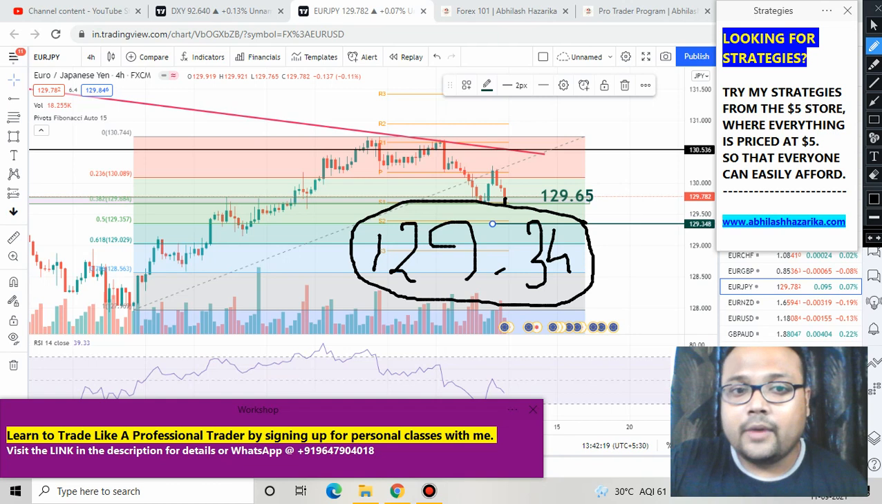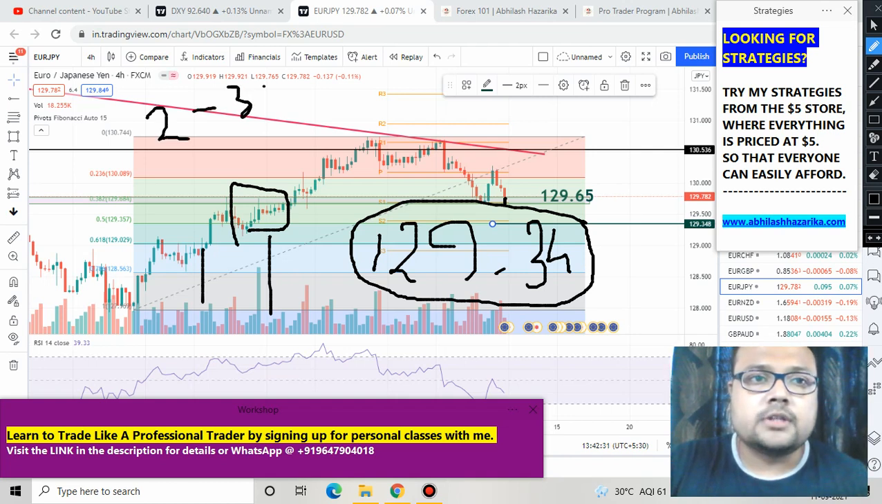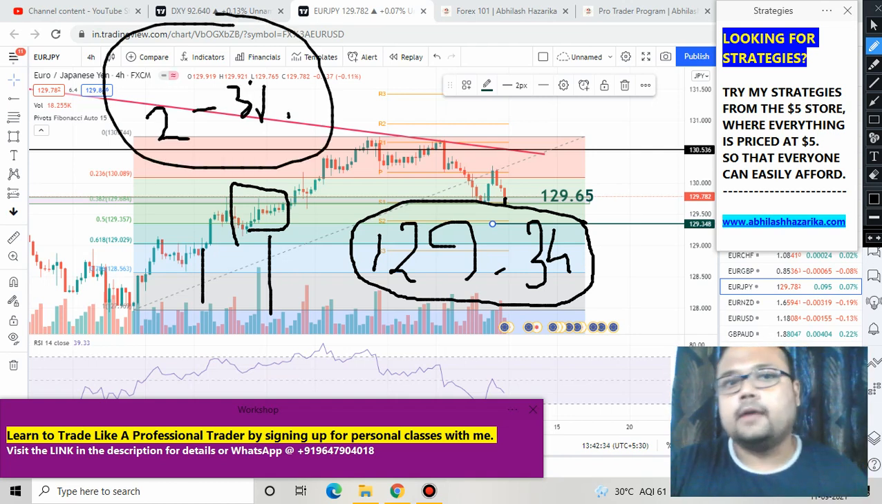Only buy when the market forms a hammer pattern or price rejection from below. Without confirmation, do not trade, my dear friends. That's my request. And please follow proper risk management and do not risk more than 2 to 3% of your trading capital. So this is it.